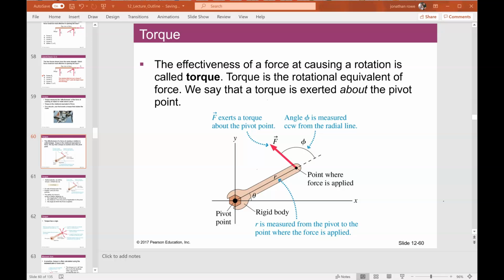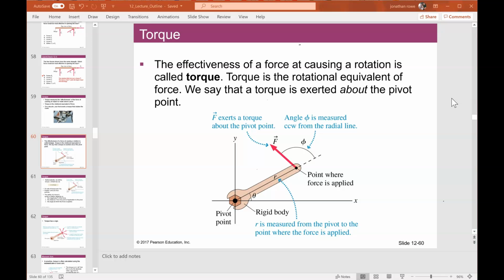Hello again, physics guys. We're talking about torque. This is part 3 of chapter 12. So torque is to rotation as force is to linear stuff.